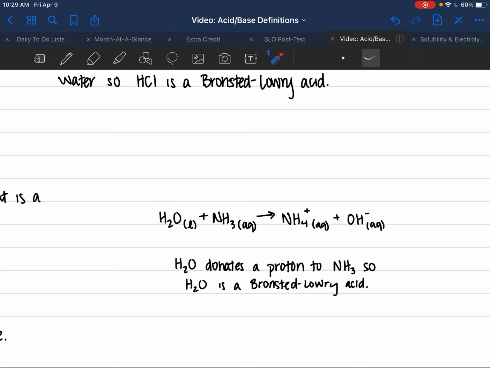So again, notice water is typically neutral, but it can react as either a Bronsted-Lowry acid or a Bronsted-Lowry base. So it doesn't have to be the same definition as Arrhenius. Arrhenius would not consider this the same thing, but it works in this case for Bronsted-Lowry's definition.